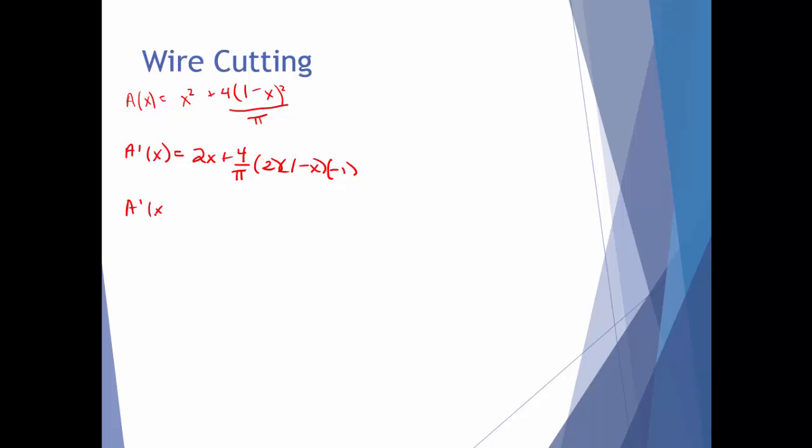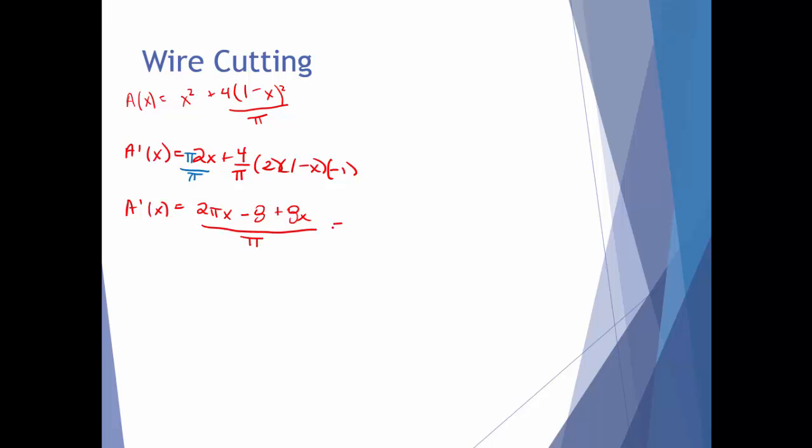So when we clean it up, I kind of want to put these two together. So technically this has a denominator of pi. So think of this as 2x times pi over pi. So I can go ahead and combine these two terms together. So I get 2 pi x. Let's see, here we'll have, this will be minus 8. I'm just doing the numerator. Minus 8 plus 8x all over pi.